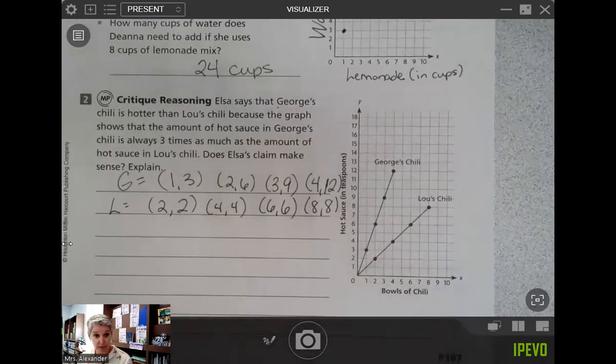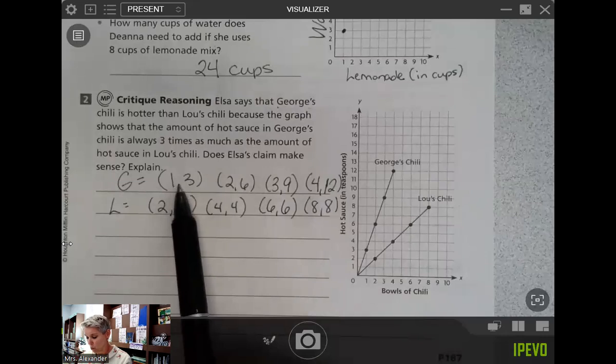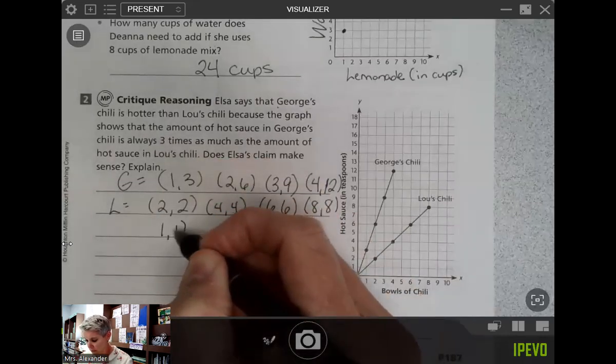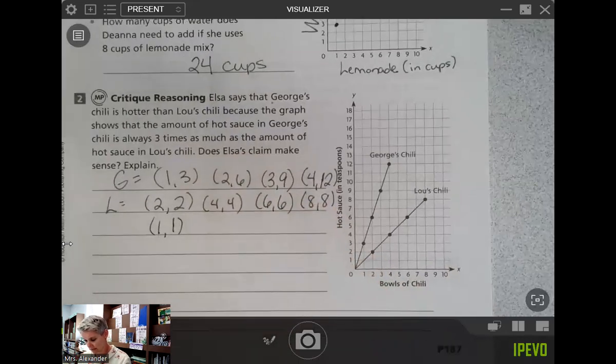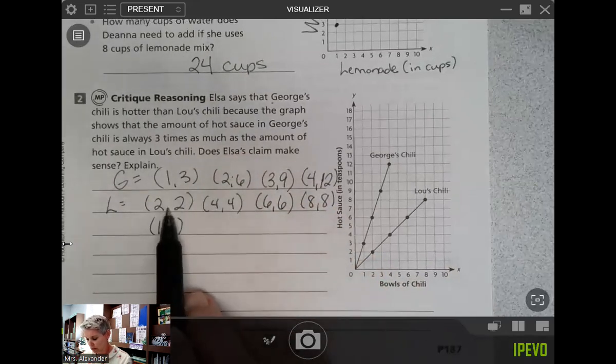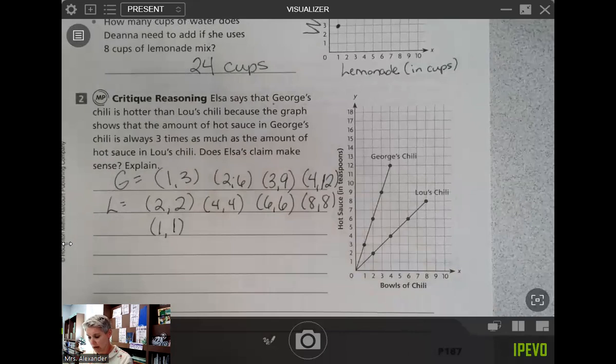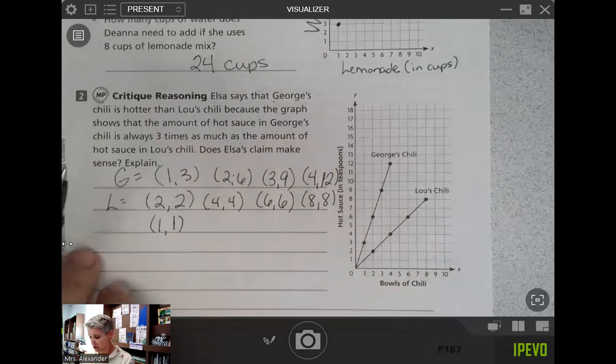I think it does because of the fact that Lou's hot sauce, it's the same, the bowl of chili and the hot sauce. There's 3 times as much in one. If we went with 1 bowl for Lou, it would be 1 to 1 for the hot sauce. 2 bowls, 2 to 2. 3 bowls would be 3 to 3. 4 bowls would be 4 to 4. So I do believe she is correct. All right, good job, Elsa.